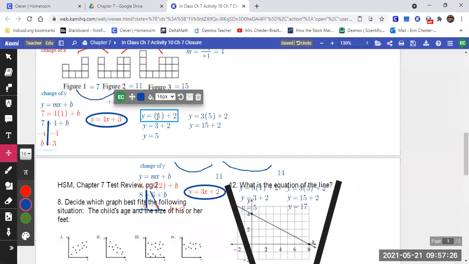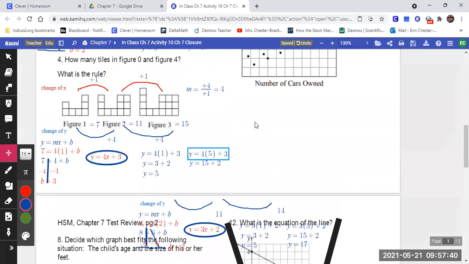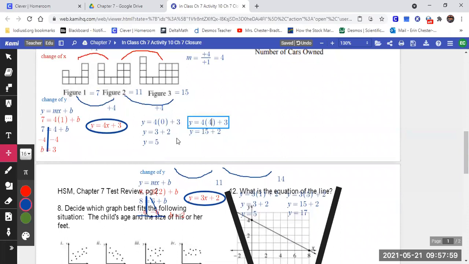My M was 4. My B is 3. So I'm going to go change up. Everywhere there was a 3 before, it's changing to a 4. Everywhere there was a 2, that's changing to a 3. So it matches our equation. But which figure numbers did they want this time? Not 1 and 5. Which figure numbers did they want? Zero and 4. Yes. So we have to remember to change up the figure number as well.